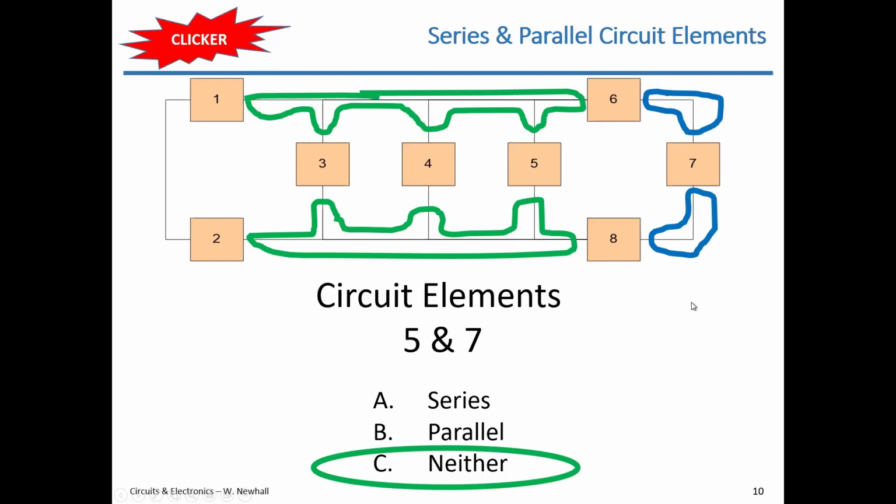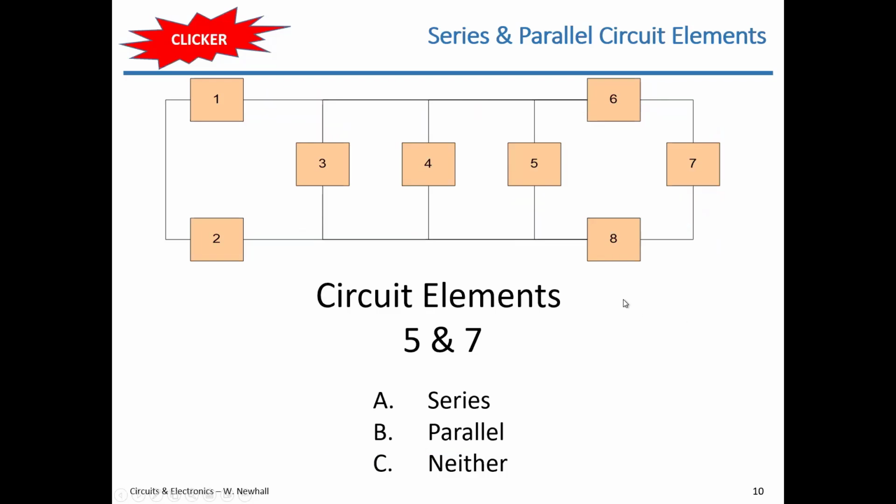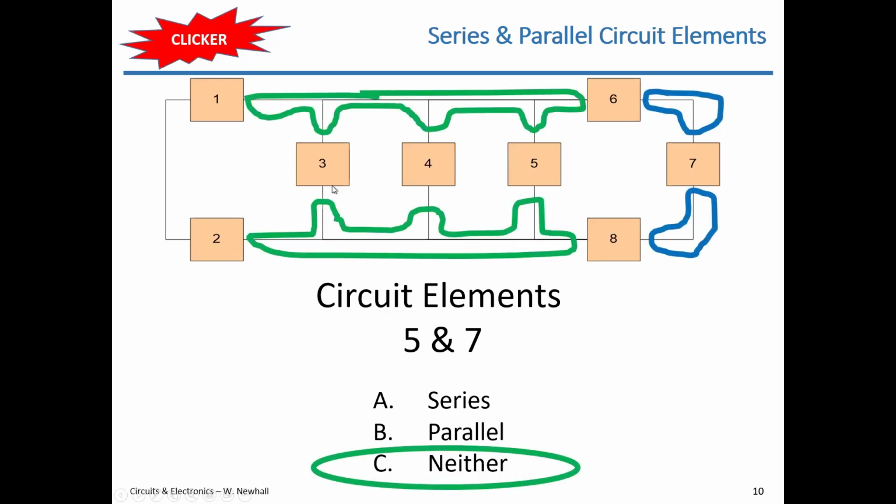Now, someone had a specific question. So right now, I would say 3 and 4 are in parallel. I would agree. They connect to the same two nodes, right? 3 and 4 connect to the green nodes. So yes, they're in parallel. What if another element was in the top wire between them?